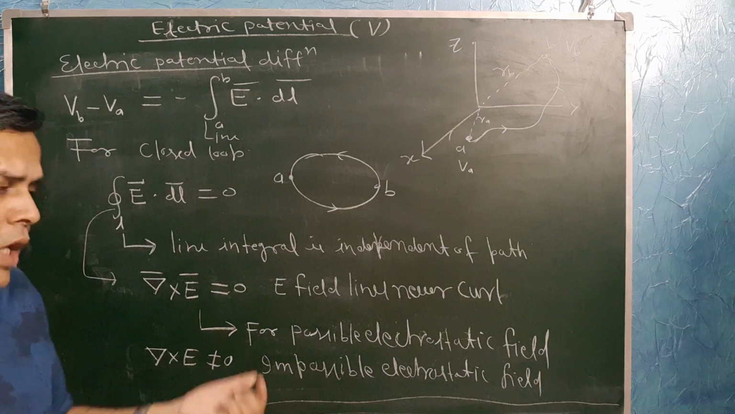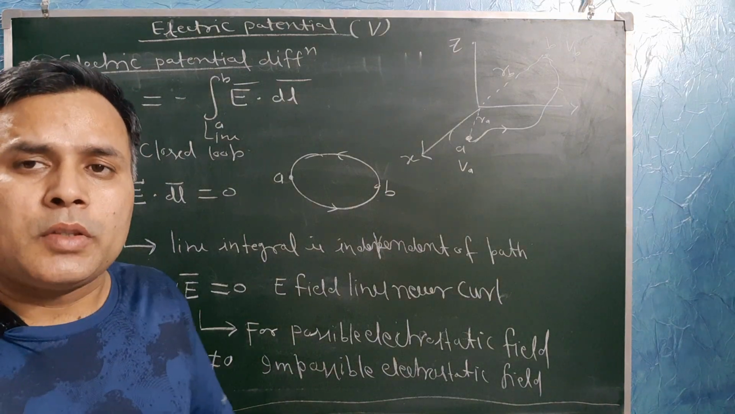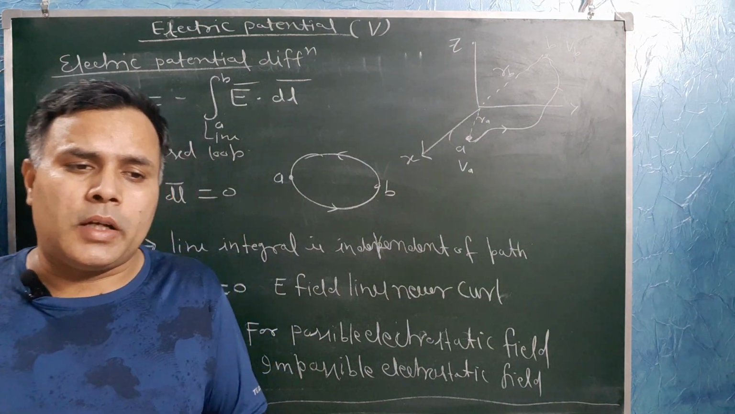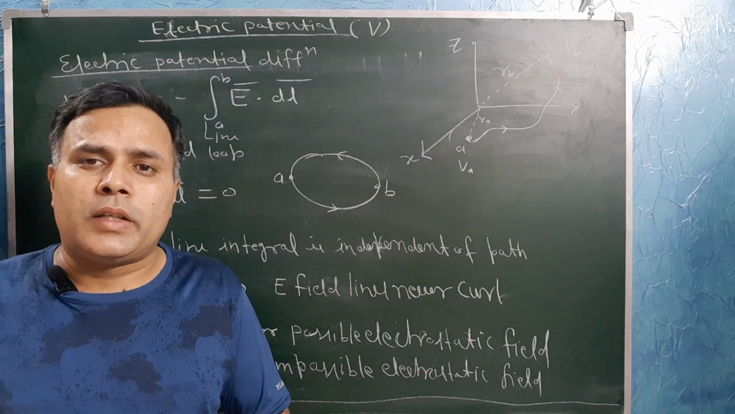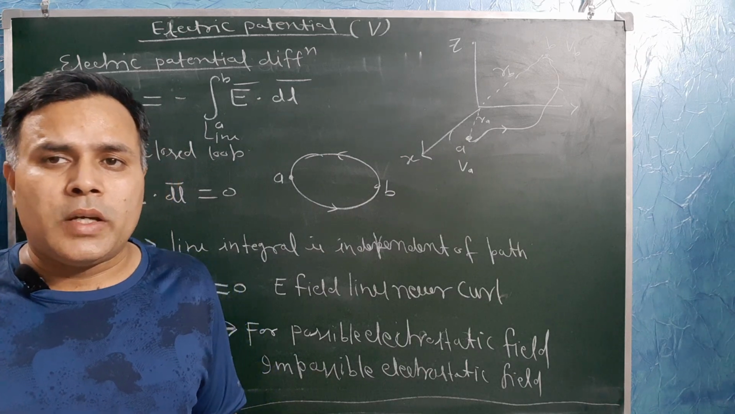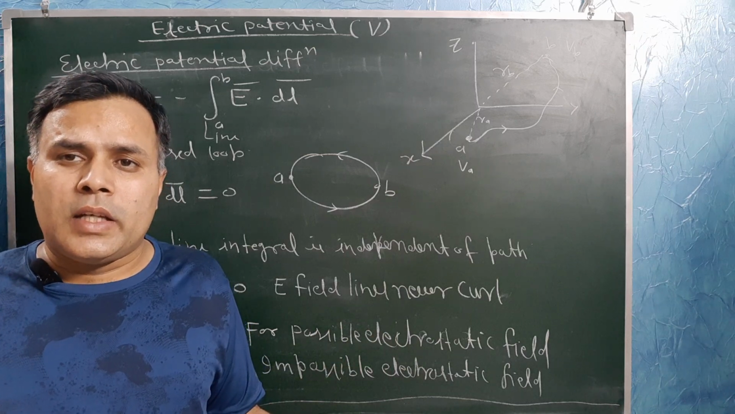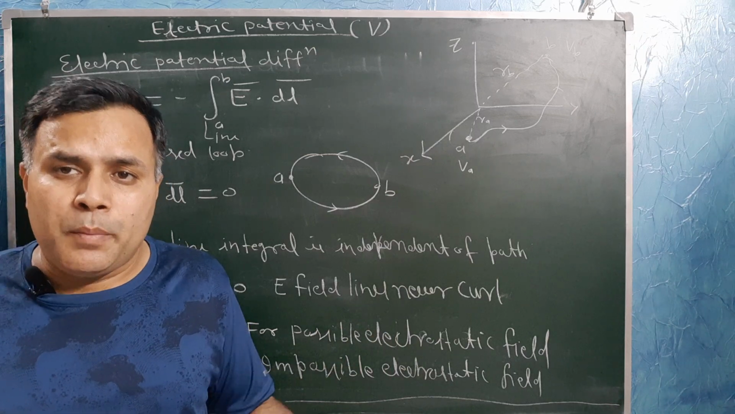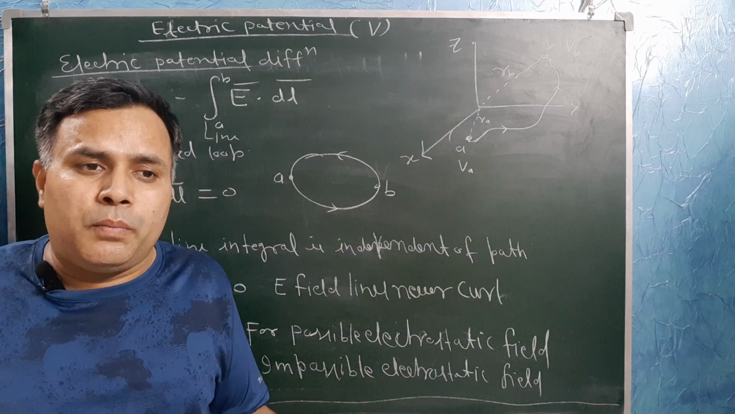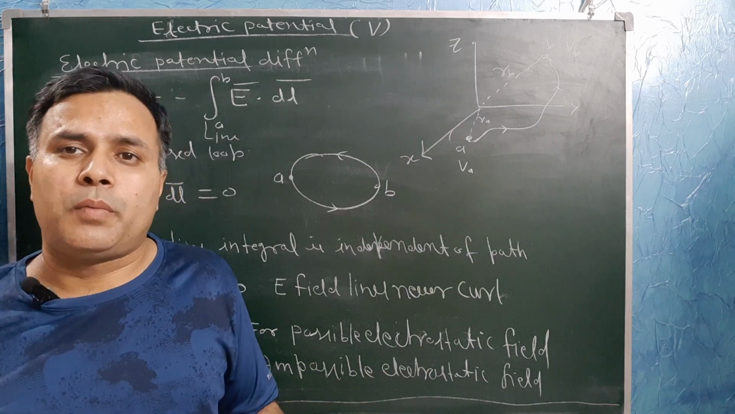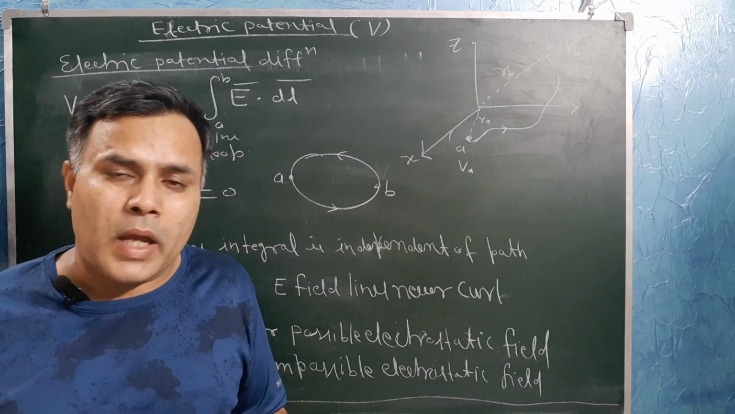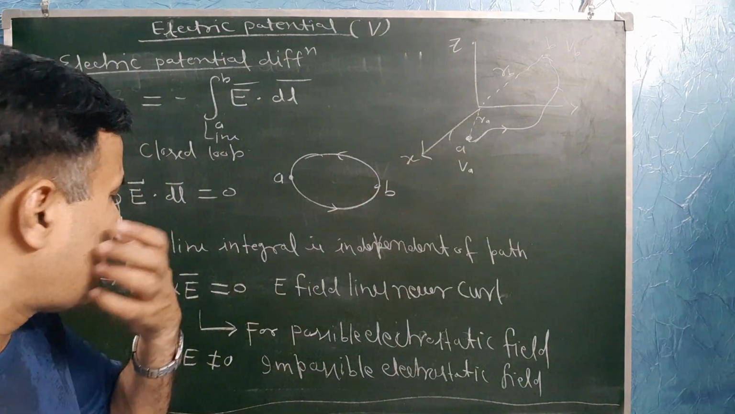If someone gives a profile of electric field, some 2x i cap plus 5y j cap plus xy square z k cap, and we have to check whether this field is a possible electrostatic field or not, what we have to do is simply check the curl of E.